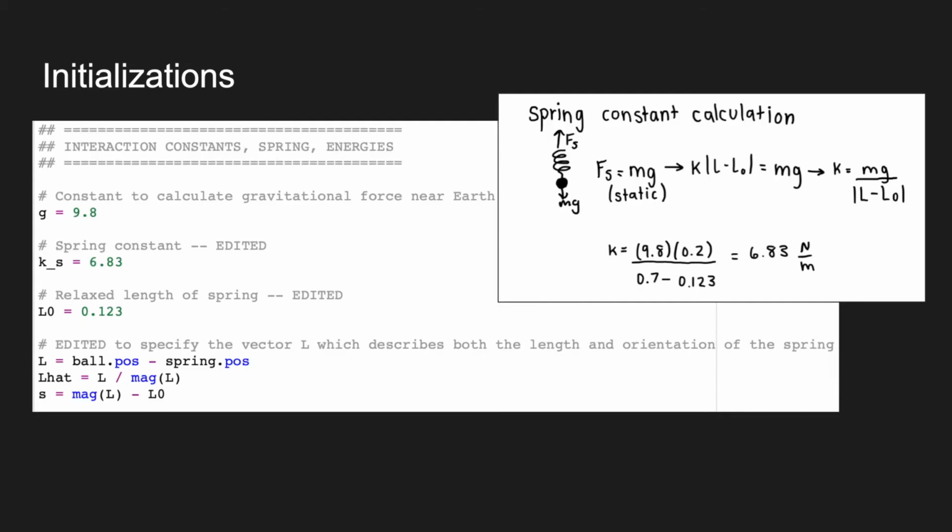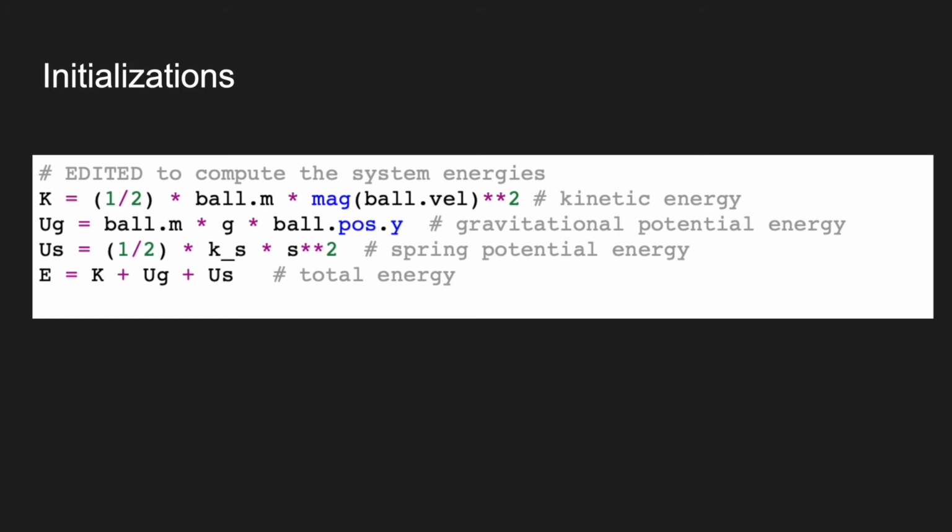Next, we plug in some more initial values. The value of little g is 9.8 meters per second squared near Earth's surface. The spring constant can be calculated using information from the first frame of the video, as shown. The length of the spring at any given time is equal to the position of the mass minus the spring position. The variable s is defined as the difference between the current length of the spring and its rest length. The initial energy states are plugged in as described previously.